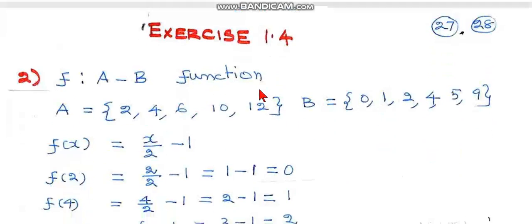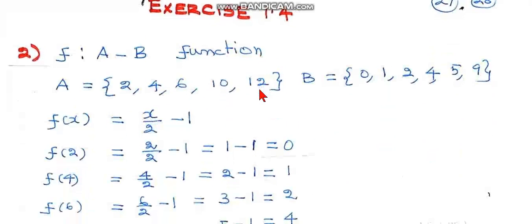Exercise 1.4, question number 2. You are given a function from A to B defined by f of x equal to x by 2 minus 1, where set A is given and set B is given. You have to represent the function by a set of ordered pairs, a table, an arrow diagram, and a graph. Now you are given the rule f of x equal to x by 2 minus 1. The set A is known, set B is known.